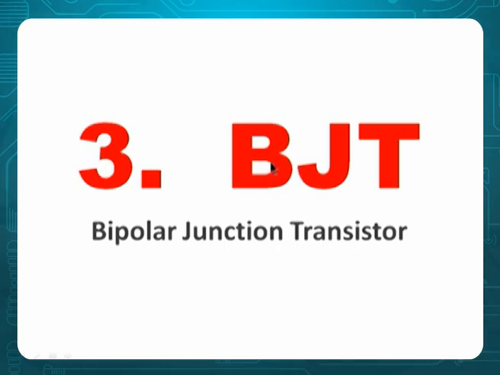We'll start with the bipolar junction transistor. The short form is BJT. It has two polarities, majority and minority carriers. Junctions are there, two junctions are there. Transistor is a word developed from transfer of resistance. So it works on the principle of transfer of resistance. That is the meaning of transistor.